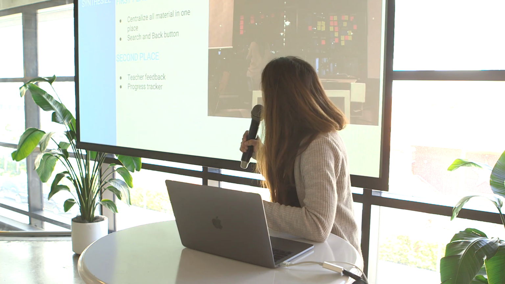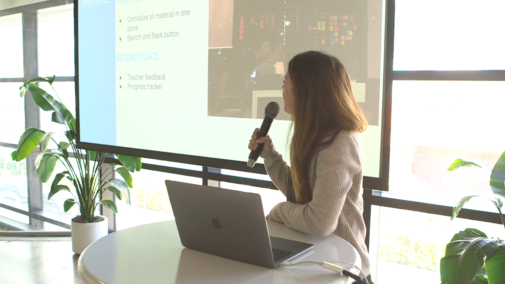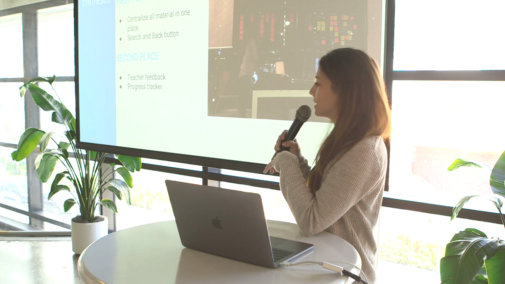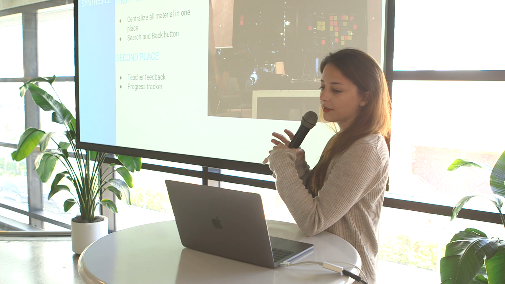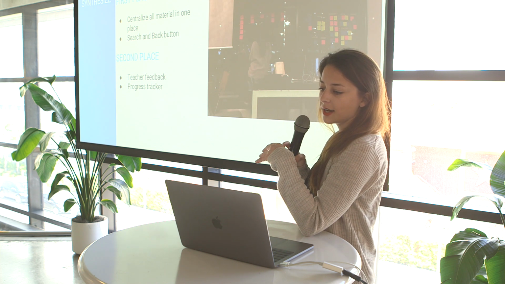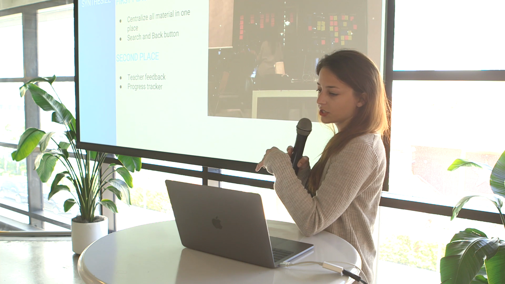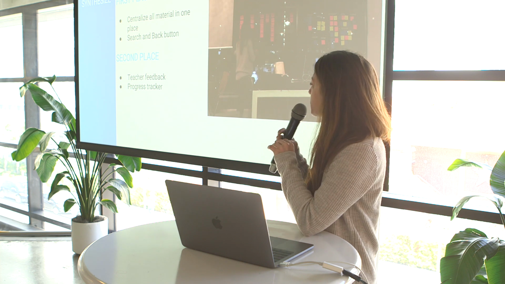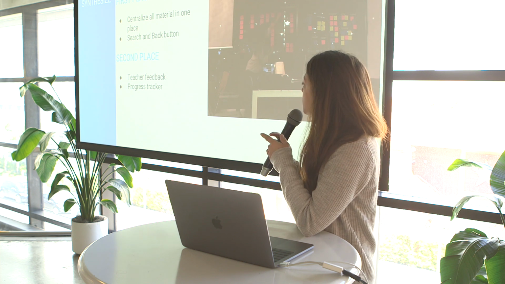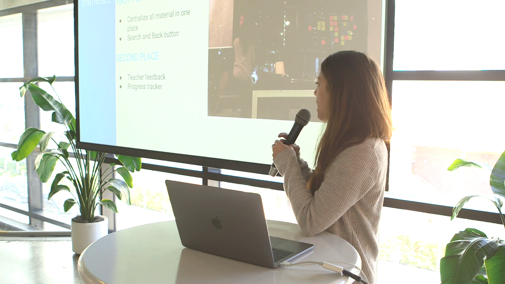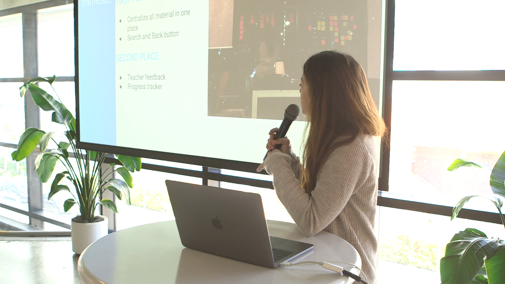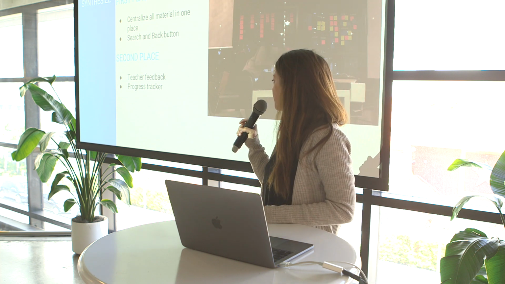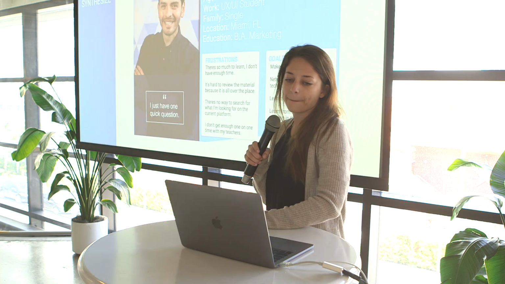So this is me making an affinity map. I took all of the results from my surveys and my interviews, and I tried to find some common trends to find out what the users' frustrations and goals were. The most common things were having the material in one place and the search and back button. The second most common were teacher feedback and a progress tracker.